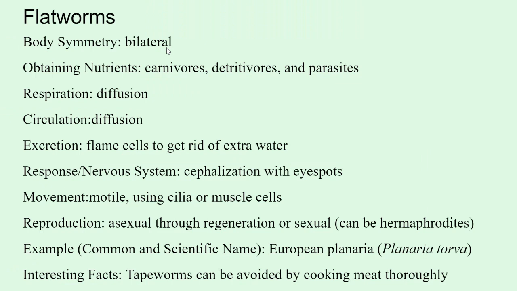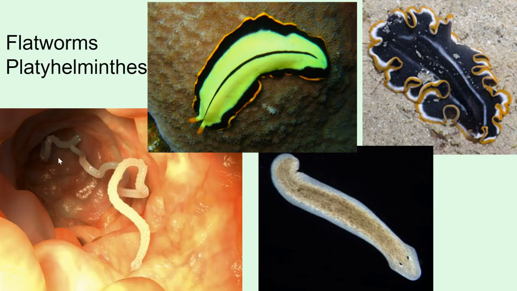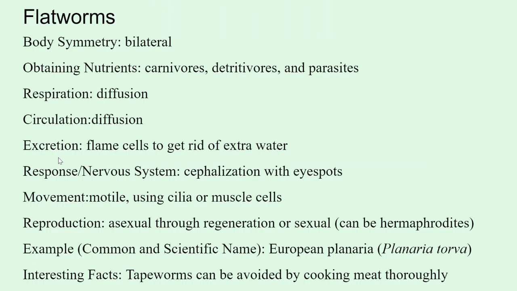They can be many different types of heterotrophs. Some of them are carnivores, some of them are detritivores, and others are parasites, like I mentioned, this one that is in someone's intestines. They do their respiration, which means getting oxygen, through diffusion. They move oxygen around their body, or do circulation, by diffusion, but they actually have a little bit more advanced excretion system. They have these things called flame cells that help them get rid of extra water.